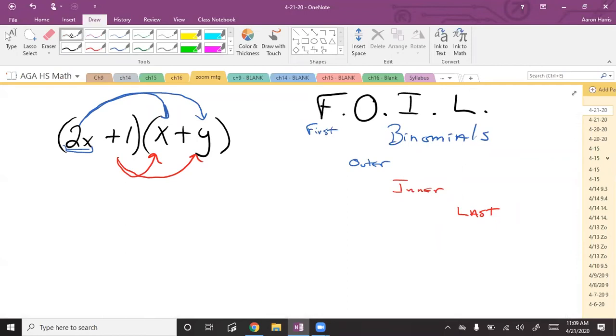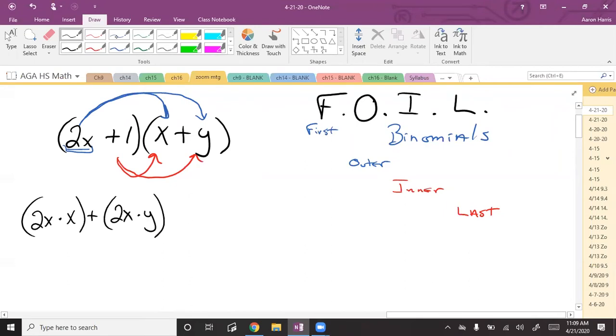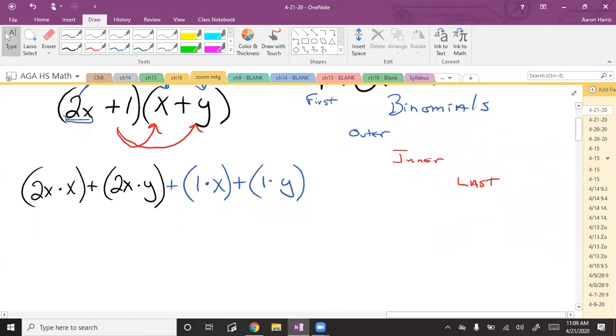Oh, Lord. Here we go. So we do 2x times what? X. Good. Add it to 2x times what? Y. There you go. That's all you have to do. So now we add 1 times what? X. Plus 1 times what? Y. There you go. Now, here we go. 2 times what? What's the number? 1. So 2 times 1 is what? 2. X times x is?